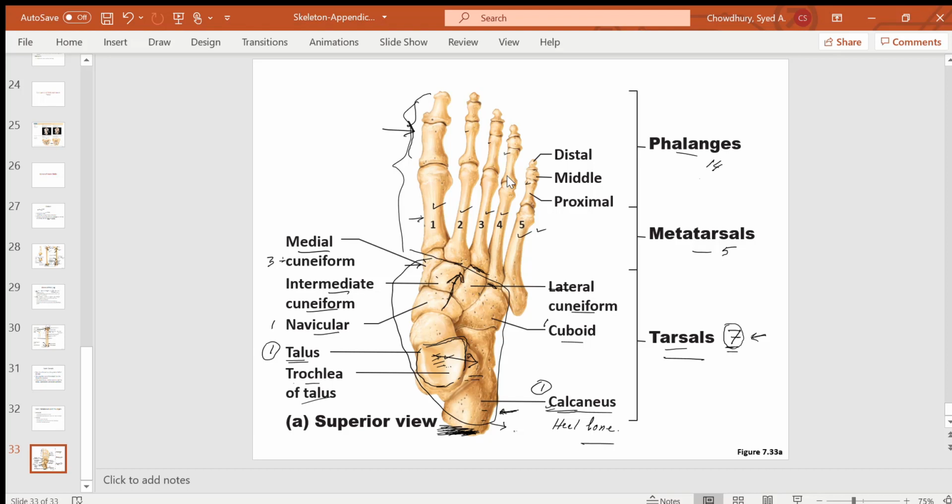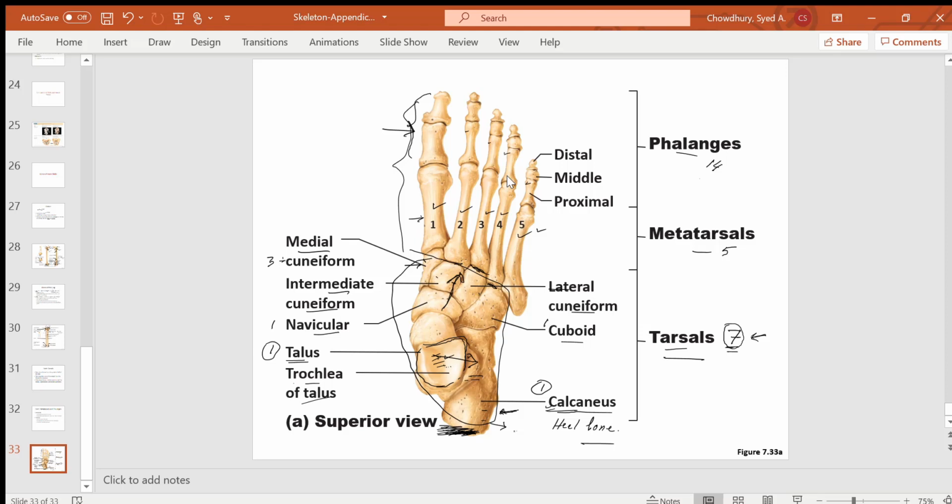Each upper limb has 30 bones. The bone of your arm is the humerus. In your forearm you have the radius laterally, ulna medially. In your hand you have 8 carpals, 5 metacarpals and 14 phalanges. In your pelvic girdle you have only 1 pelvic girdle, which is formed by 2 hip bones.